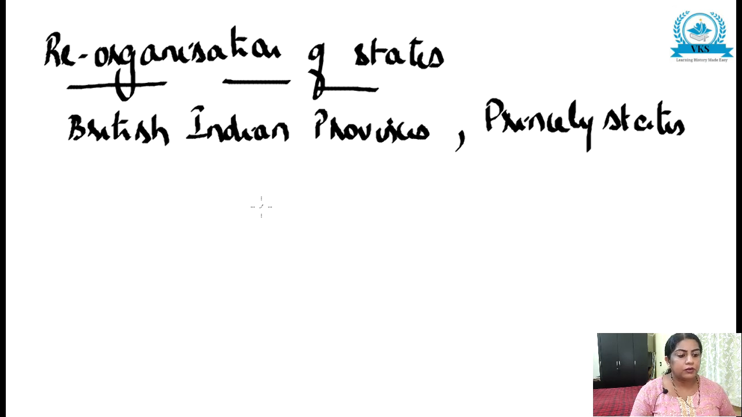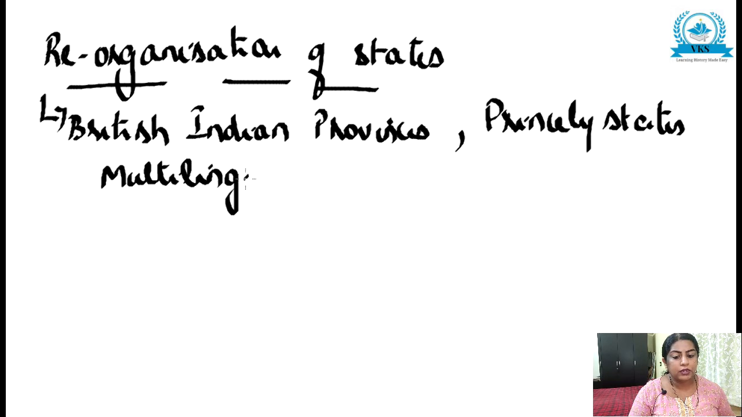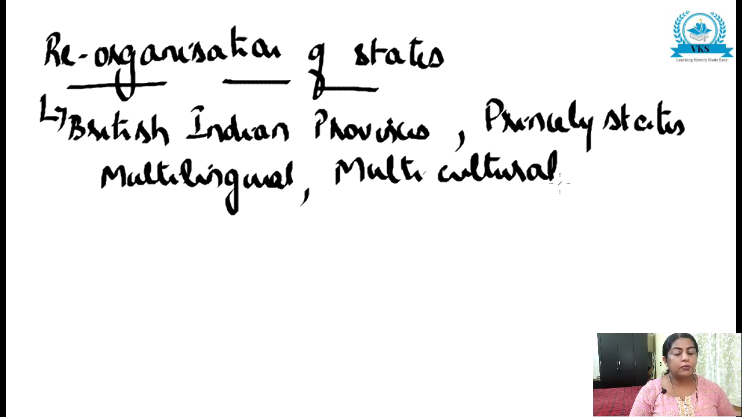Because of this, after independence, that is in 1947, reorganization of states became necessary. British Indian provinces were there and princely states were there. And all these provinces were multilingual as well as multicultural. So these states had to be reorganized in some form.